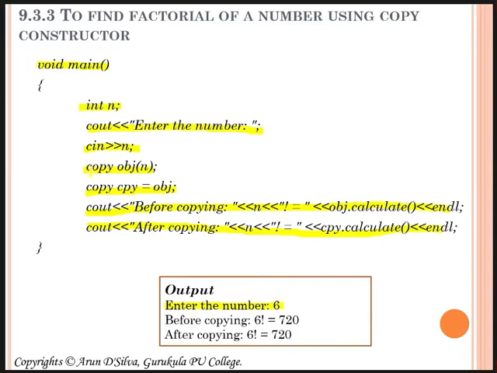Now what I am doing, copy obj of n, that is 6. Now 6 is assigned to var. Now by using var in the function, we calculated the factorial. Now 6 factorial is how much? That is 720. So I called the function here, which calculates and returns the factorial. So before copying, the value is 6 and factorial 720 is there.